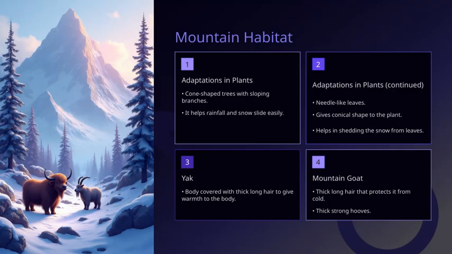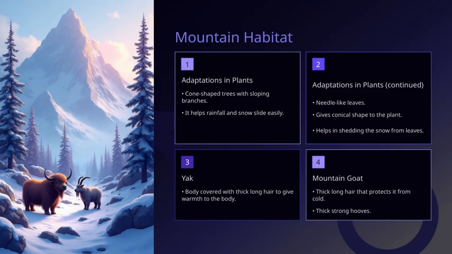Let's take a closer look at the mountain habitat and how plants and animals have adapted to survive there. First, you'll notice that many mountain plants have cone-shaped trees with sloping branches. This design is really clever because it helps rain and snow slide off easily, preventing the accumulation of snow that could break the branches. The needle-like leaves of these plants also play a crucial role. Their conical shape helps shed snow, and their thin structure reduces water loss in the cold, harsh environment.